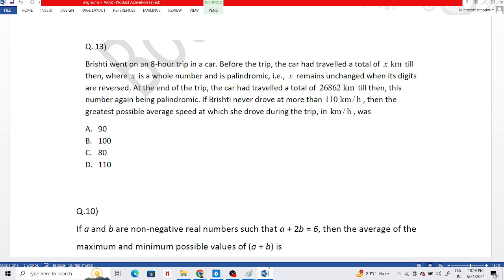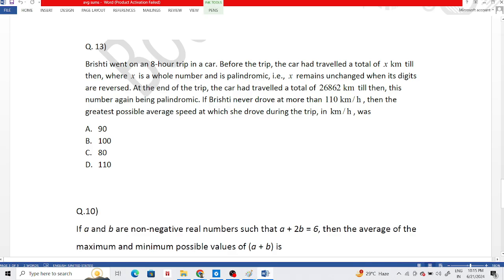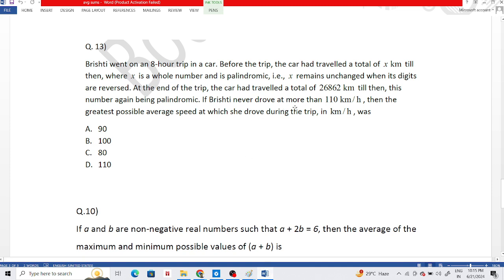If Brishti never drove more than 110 km per hour, that means what is her speed during this journey? It is maximum 110 km per hour. Then what is the greatest possible average speed at which she drove during the trip, in km per hour? Okay, so it is given that Brishti never drove more than 110 km per hour.